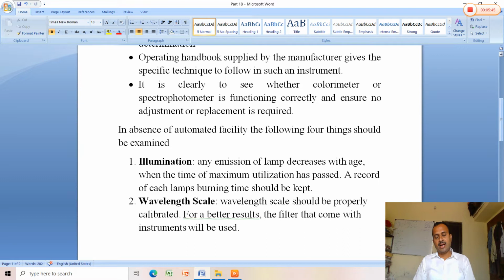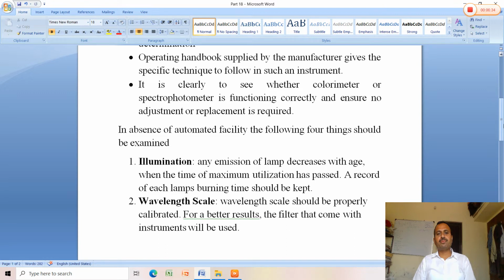Any lamp's emission decreases with age. When the time of maximum utilization has passed, a record of each lamp's burning time should be kept. When the source of light is new, there is no problem. But if the source of light becomes old, problems are encountered, because the emission of a lamp decreases with age. So after we purchase it and some time has passed, the life of any source of light or lamp decreases with time.